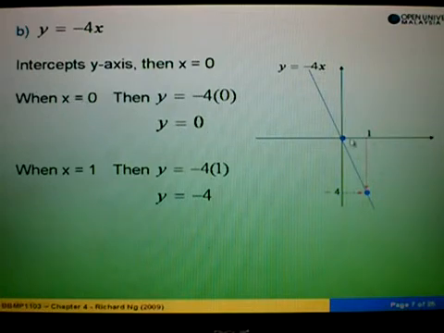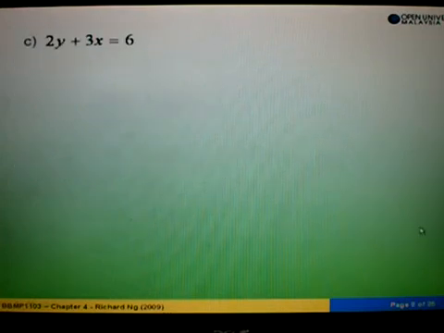So we mark the 2 points now. (0, 0) is here. And then when x equals 1, y equals negative 4. So 1, negative 4, this is the point. So we draw a line that passes through these 2 points. Okay, example C. If we are given 2y plus 3x equals 6.